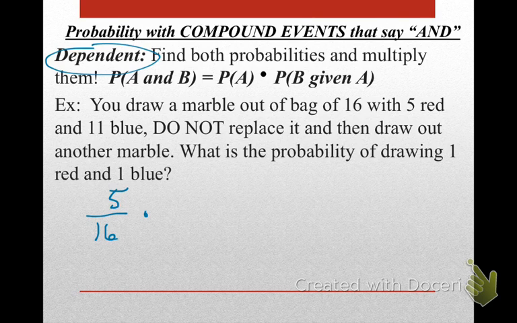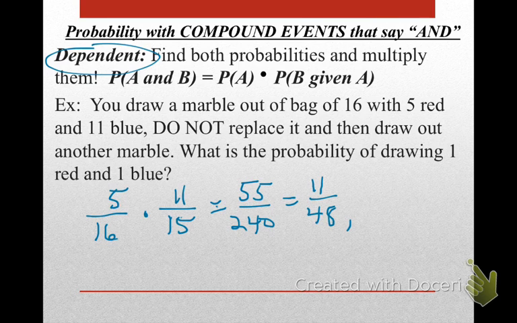We're still going to multiply. For blue, we have 11 out of 16. And I'm sorry about that, we actually did not replace, so we have 11 out of 15. So now that affects our total. So we will have 55 out of 240. That reduces to 11/48, or we could write that as a decimal, 0.23, or a 23% chance of that happening.